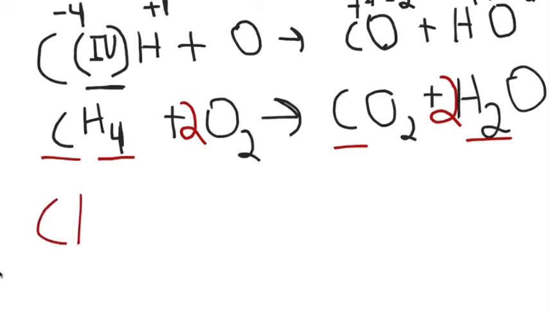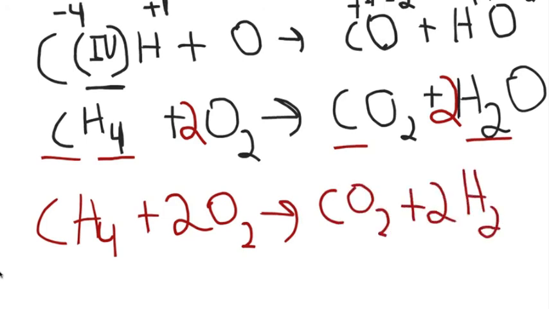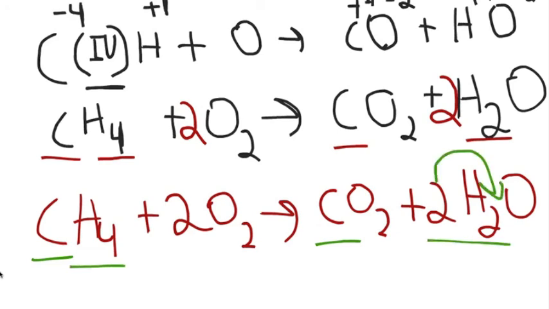We have CH4 plus 2O2 makes CO2 plus 2H2O. 1 carbon on the left, 1 carbon on the right. 4 hydrogen on the left, 4 hydrogen on the right. 4 oxygen on the left and 4 oxygen on the right. This is now balanced. Good job.